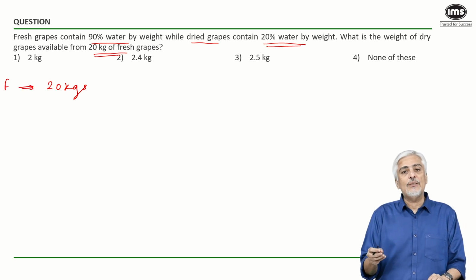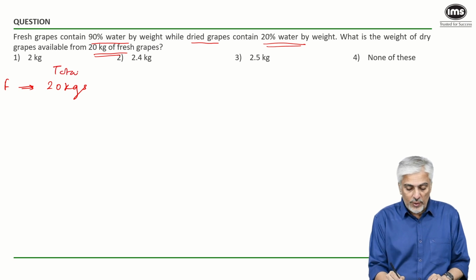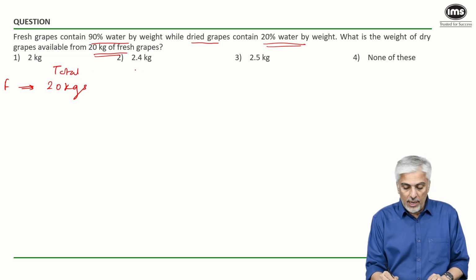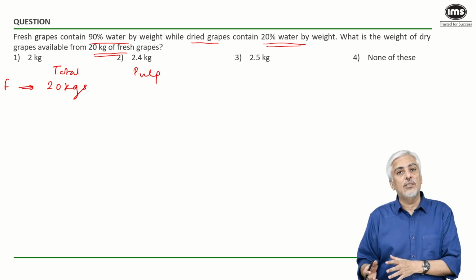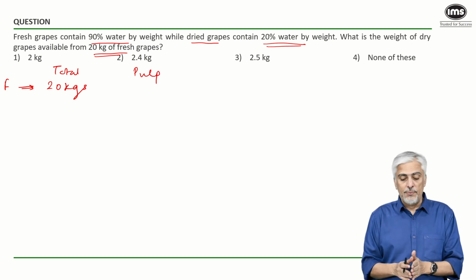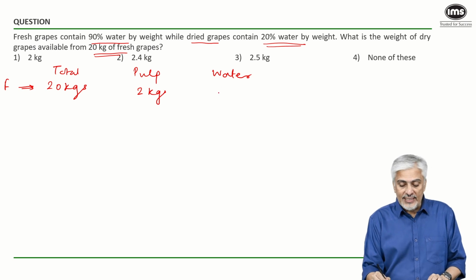In which how much is pulp? Very important. The total weight is 20 kgs. How much is the pulp? 90% is water, which means can I say 10% is pulp? So, can I say pulp is 10% of 20 kgs, which is only 2 kgs, and the water which is there will be 18 kgs.